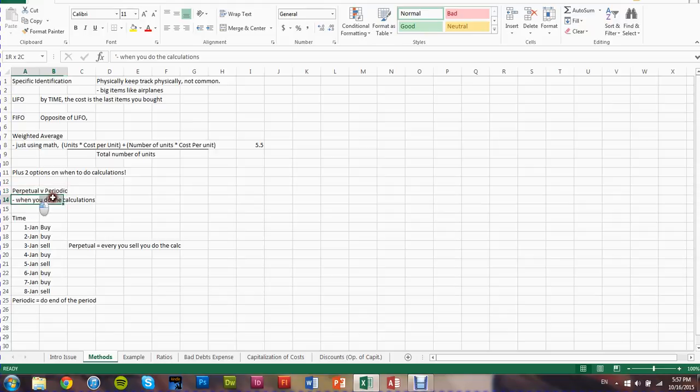That means just when you do these calculations, you can either do them perpetually, which is every time you make a sale, you do the calculations with the available information you have. So if I was doing it perpetually, you see I have my timeline right here in order, earliest to latest. January 1st I bought, January 2nd I bought, January 3rd I sold. So this is when I do my calculation for what cost of goods sold is.